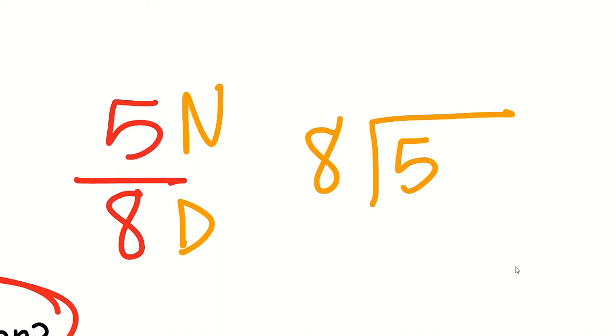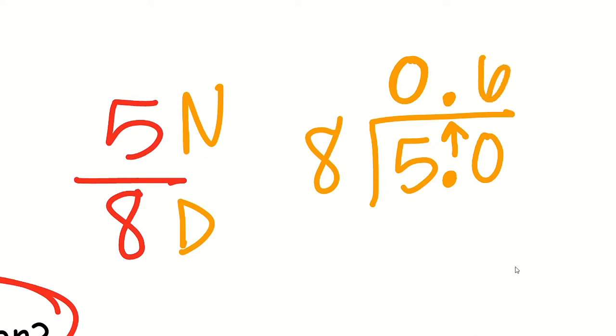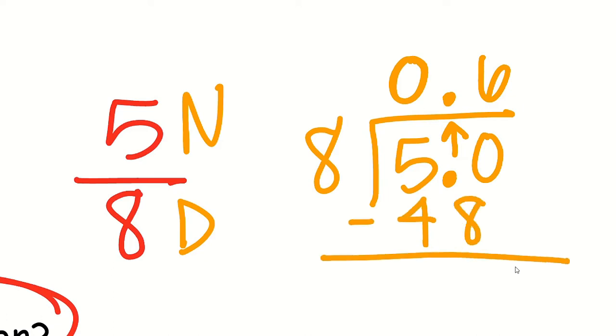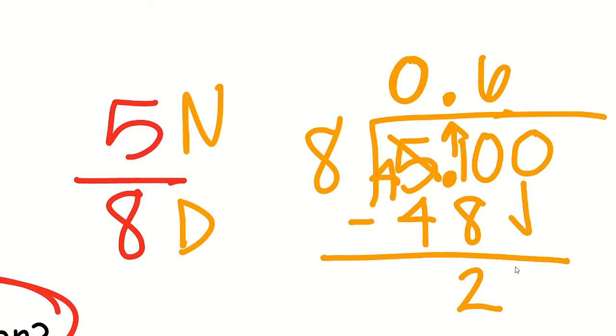Nope. 8 cannot go into 5, it goes in there 0 times, so I'm going to add a decimal and a 0. I know that 8 can go into 50 6 times. 6 times 8 is 48. Then I get to subtract. I got 2. Then I'm going to add another 0 and bring down.